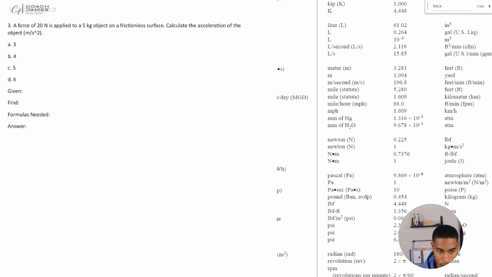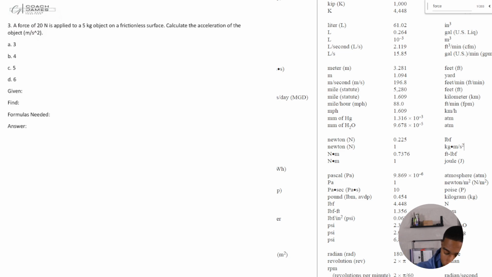Alrighty. Number 3. This one says a force of 20 newtons is applied to a 5 kilogram object on a frictionless surface. Calculate the acceleration of the object. Okay. For some reason, I want to draw this out.